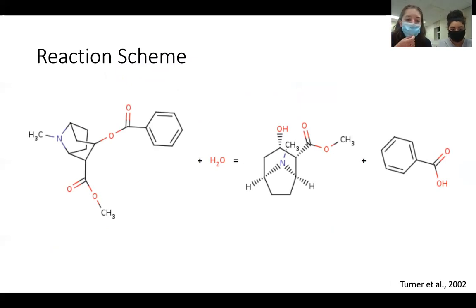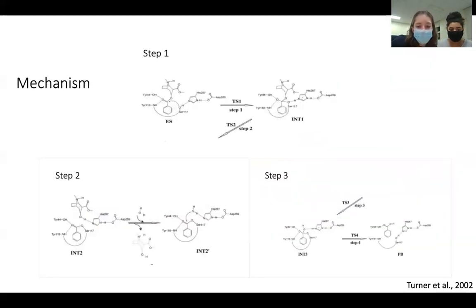So this is the overall reaction scheme of our enzyme, and here is the substrate cocaine. So cocaine esterase cleaves cocaine at the benzyl ester bond on cocaine using water to release ecgonine methyl ester and benzoic acid. So here is the mechanism in closer detail.